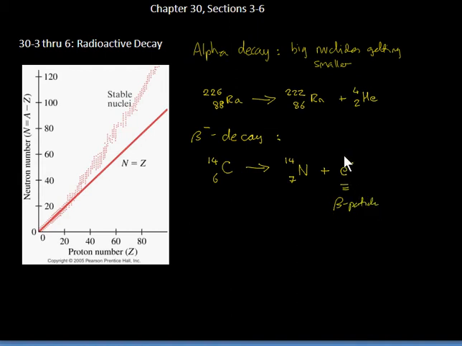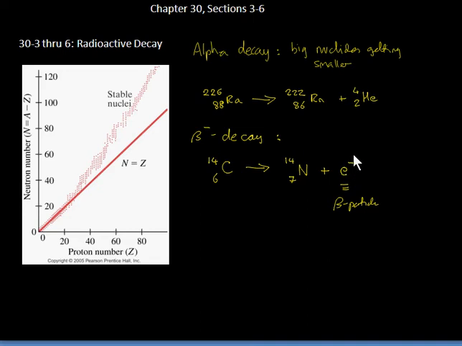Now this isn't an electron from the atomic orbitals, this has come out of the nucleus. A neutron has decayed, fallen apart into an electron, which flies off, and into a proton, which remains behind. This nucleus has gained a positive charge compared to this one, and we have to balance that by having an extra negative charge flying off.